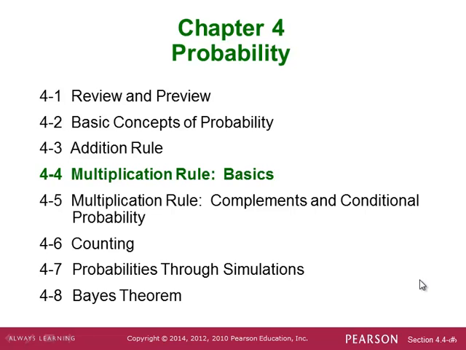Last time we talked about computing probability of the union of two events. In other words, the probability that one event happens or some other event happens, or possibly both, using the OR rule. Today we'll talk about the multiplication rule, which applies when we're trying to calculate the probability that one event happens and some other event happens. We're going to talk about the basic ideas here in section 4.4, and then next time we'll bring in these other pieces involving complements and conditional probability.